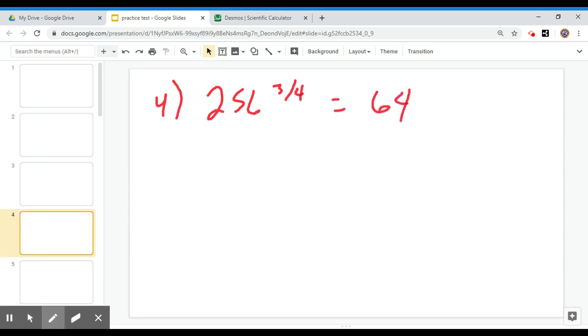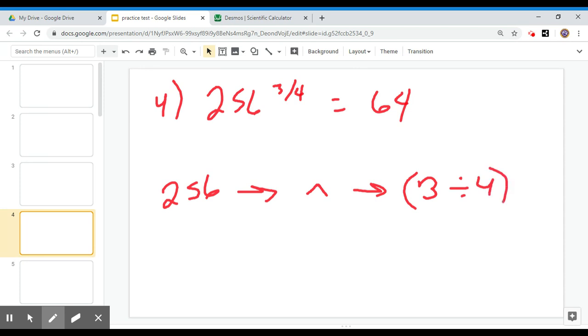If you're using a TI-84 or something similar to that, you type 256, and then the caret button, which is underneath the clear button. It's above the division on the TI-84. And then do parentheses, 3 divided by 4, close parentheses, then hit enter.